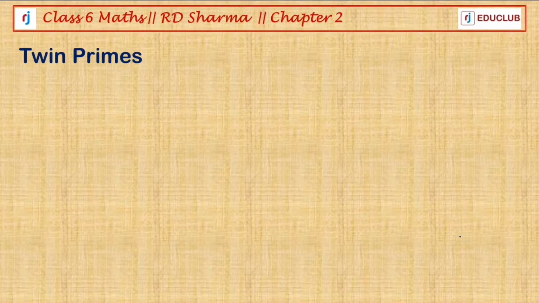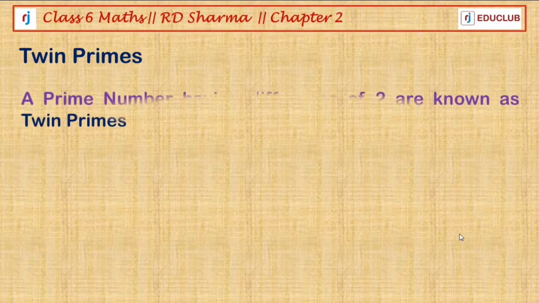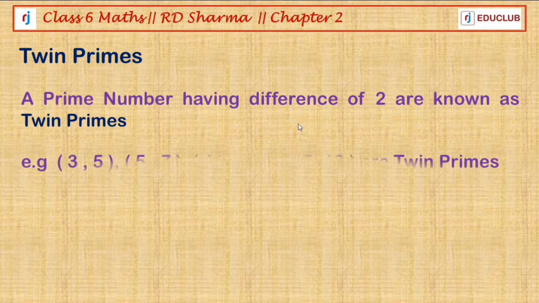Next is twin primes. We have seen the prime numbers. What are twin primes? If two prime numbers have a difference of 2, we call them twin primes. For example, 3 and 5 have a difference of 2, 5 and 7 have a difference of 2, 11 and 13 have a difference of 2, and 17 and 19 have a difference of 2. So these numbers are called twin primes.